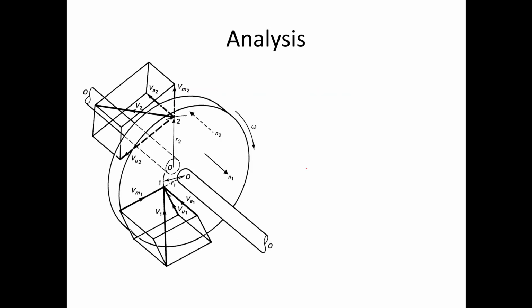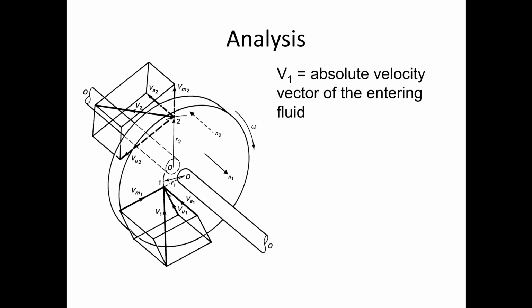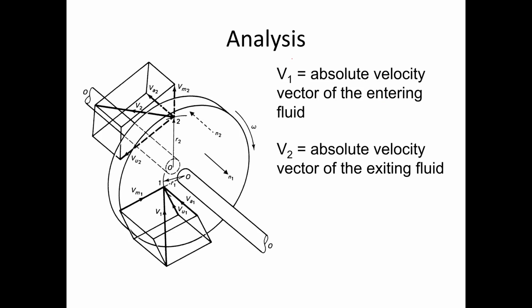So when looking into an analysis of a turbine or a turbomachine, a turbine or a pump or compressor, we're going to break it up into the various velocity components. So here's a diagram. I know it looks a little confusing at first because it's a two-dimensional surface where we're trying to look at a three-dimensional diagram. But if we look at the basics of this, we're looking at two things. We want to look at the absolute velocity vector of the fluid entering and the absolute velocity vector of the fluid exiting.